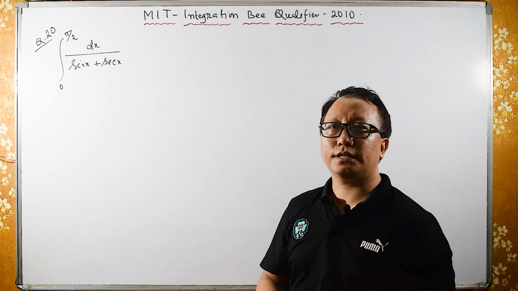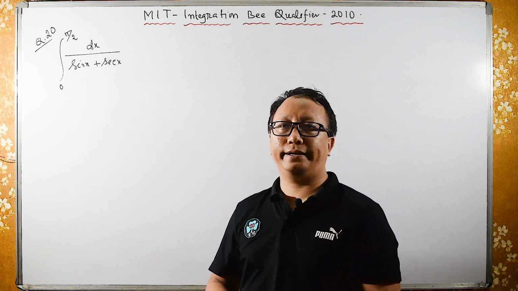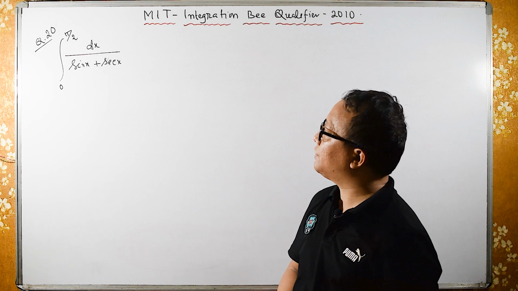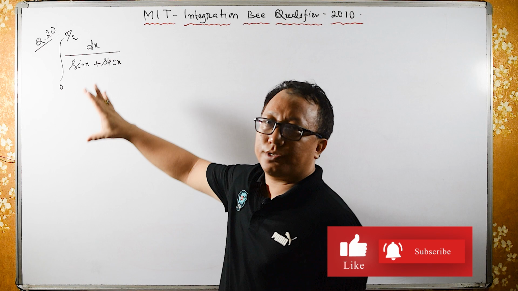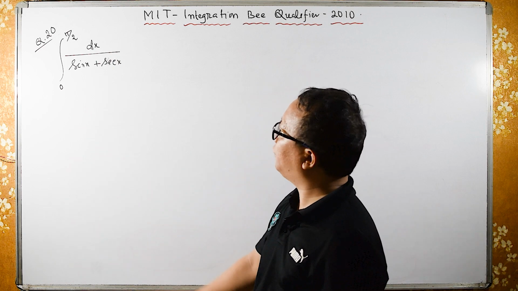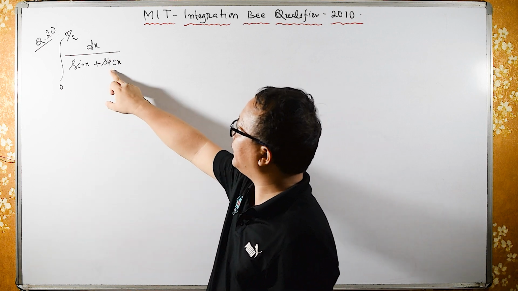This question was asked by the MIT Integration Qualifier exam in the year 2010, and this is question number 20. I will use King's principle. Before that, I will convert sec to 1 by cos.